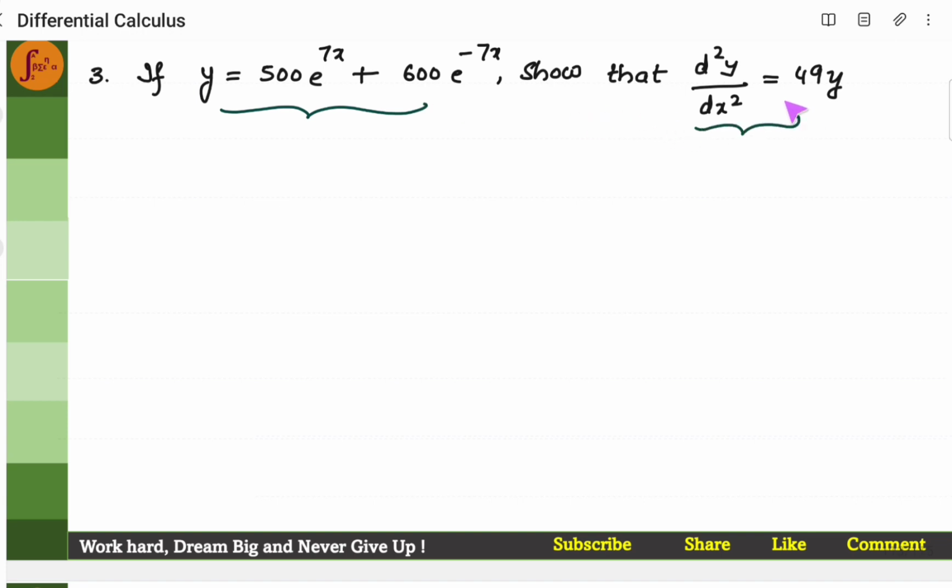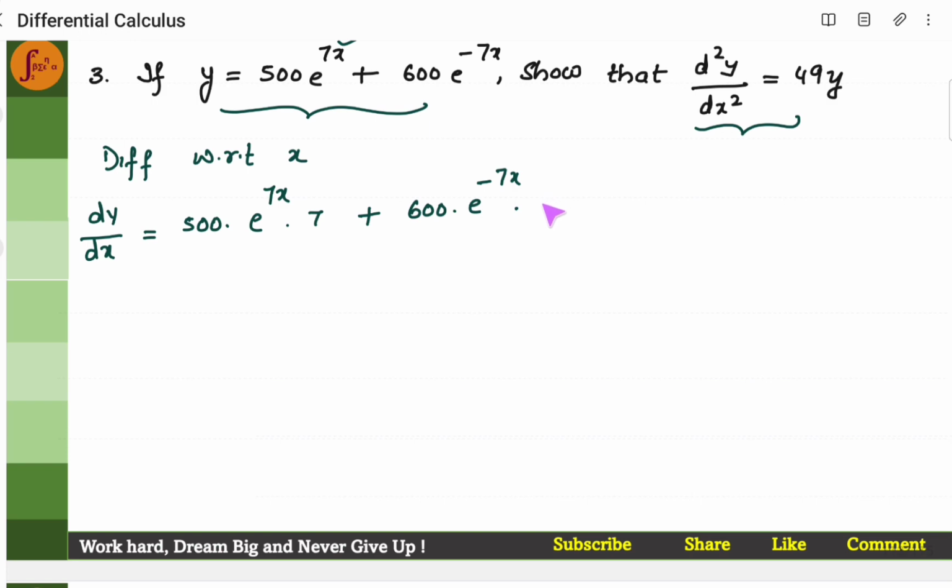Now let's take another example here, right? We have to show that second order derivative is 49 into y. So let's first differentiate the first time with respect to x. So I'll get dy by dx is equal to 500 e to the power 7x, derivative of e to the power x is always e to the power x itself. But there are two functions here, right? I have 7x also here. So what is derivative of 7x? It's 7. Similarly, 600 e to the power minus 7x, derivative of e to the power minus 7x is e to the power minus 7x itself. What is derivative of minus 7x? It's minus 7.